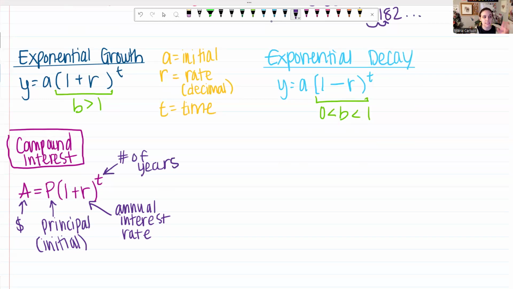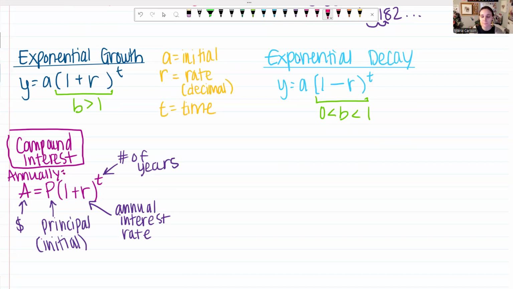So this is compound interest. This is what we call the annual formula, or this is compounding annually. And the equation is A, or the amount, is equal to the principal times 1 plus the rate to the t power. Now that is an example of growth.